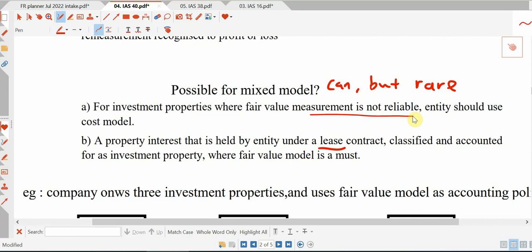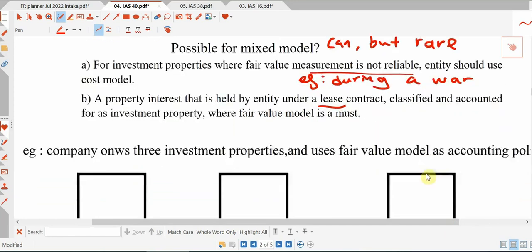So you could have a lot of things stopped at the moment, so that we cannot extract certain information from that country. Okay? So let's write an example. Example, during a war. Can happen, okay? Now, if during a war, you got no choice, you got to use the cost model. You cannot use the fair value model already.